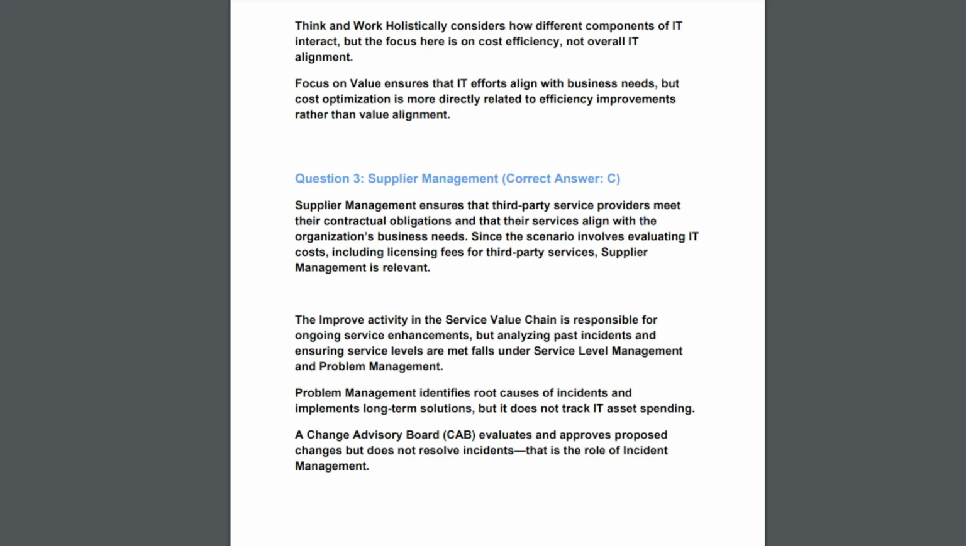The improve activity in the service value chain is responsible for ongoing service enhancements. Analyzing past incidents and ensuring service levels are met falls under service level management and problem management. The other answer was about problem management. Problem management identifies root causes of incidents and implements long-term solutions, but does not track IT spending. And the last statement was about the Change Advisory Board. The Change Advisory Board evaluates and approves proposed changes but does not resolve incidents. That is the role of incident management.